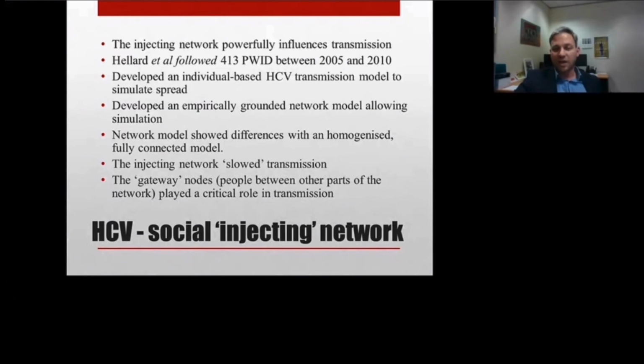It showed that actually having a network of injecting drug users was somewhat protective compared to a homogenised model, because there are gateways to transmission to other subgroups in the network, and that's very different from flu transmission, for example, where anyone can give it to anyone. And the gateway nodes in particular, those individuals who sit at critical junctures in the network of injectors, played a critical role in transmission.